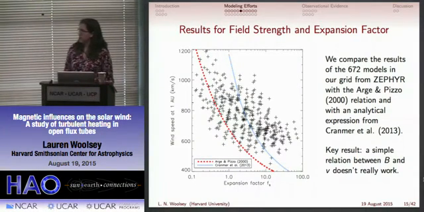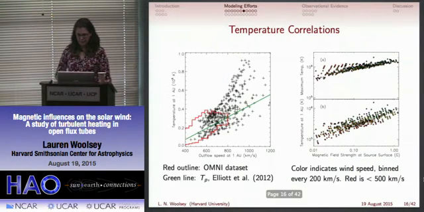So that original equation that I gave you a few slides ago from Argy and Pizzo 2000 is the red dashed line. There's also another analytical expression that was fit for a set of models from Cranmer et al. 2013. And the key here is that there is really no simple line you can draw through all of those models. There's a lot more that the magnetic field is doing than you can just get from this expansion factor. But we do see that the higher expansion factor, so if you're expanding more quickly, then you have lower wind speeds. And this simple idea is something that has been seen in observations. So it's something that we do still get out of our models, but you can't draw this simple line.